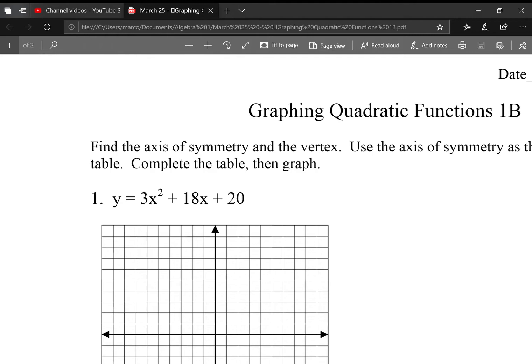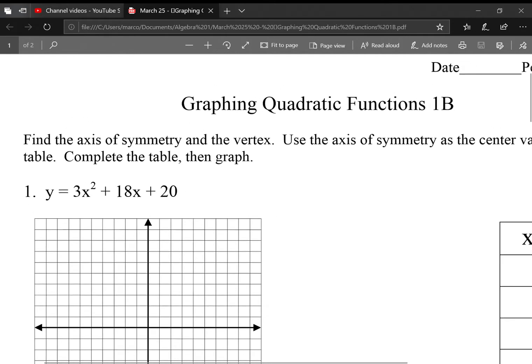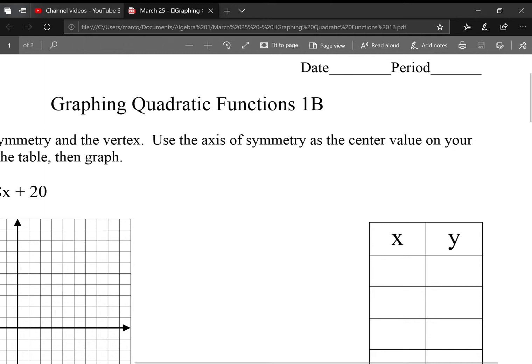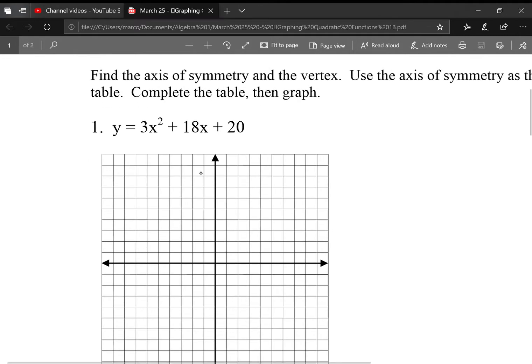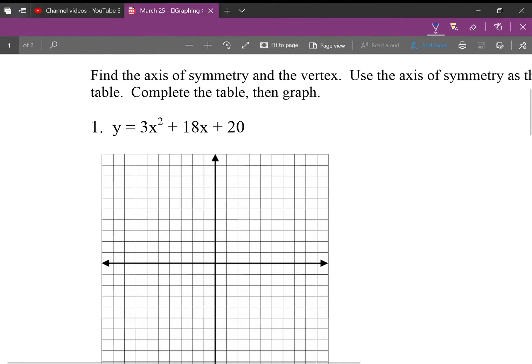We're going to find the axis of symmetry and the vertex, and then we're going to use that axis of symmetry value as the center value of our table. So let's just get right into it. So what do I mean? Well, if I need to find the axis of symmetry, I'm going to have to identify A and B. A is 3, B is 18, and of course, I'll just go ahead and put C as 20 anyway, even though I don't need it right now.